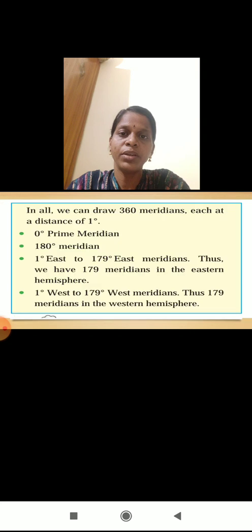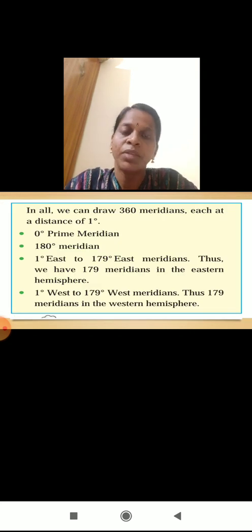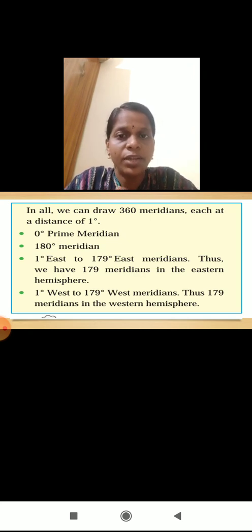Let us move further. In all, we can draw 360 meridians, each at a distance of 1 degree. And when we divide it, 180 degree, 180 degree, let us see further. 0 degree means the main. Just as we have taken the equator as 0 degree, here the center which divides the globe into the eastern hemisphere and the western hemisphere is known as the prime meridian. That is at 0 degree.